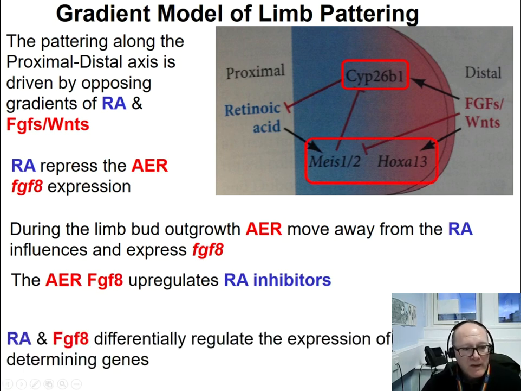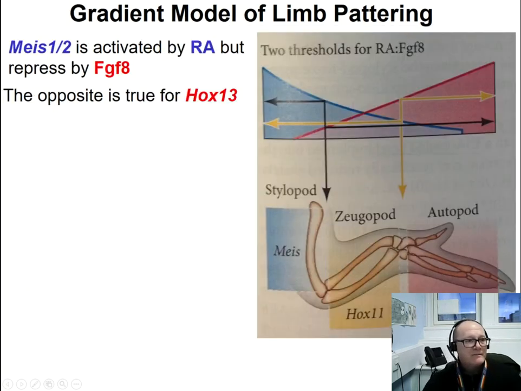What is also important to remember is that retinoic acid and FGF8 signals control the expression of very similar genes, very similar transcription factors, like MEIS1 and 2 and HOXA13, but of course in opposite ways. In fact, MEIS1 and 2 is activated by retinoic acid, while it is repressed by FGF8. And HOXA13 is activated by FGF8 and repressed by retinoic acid.